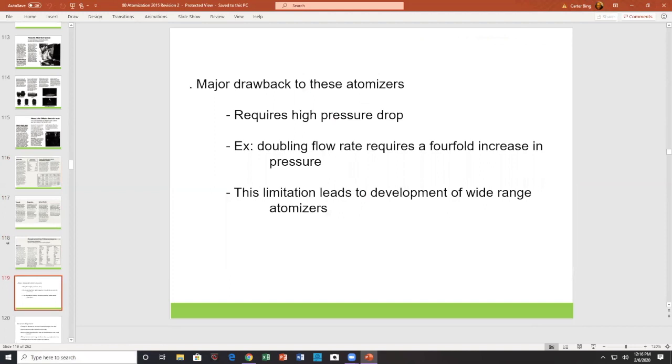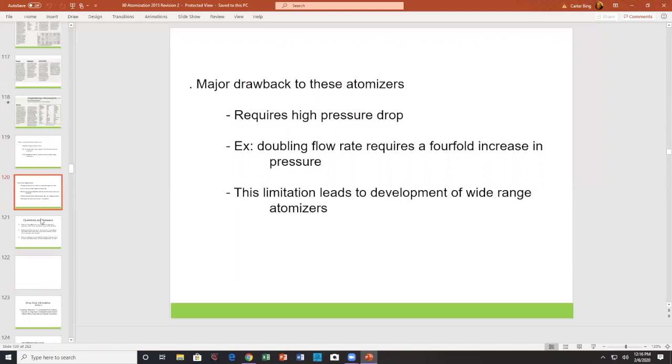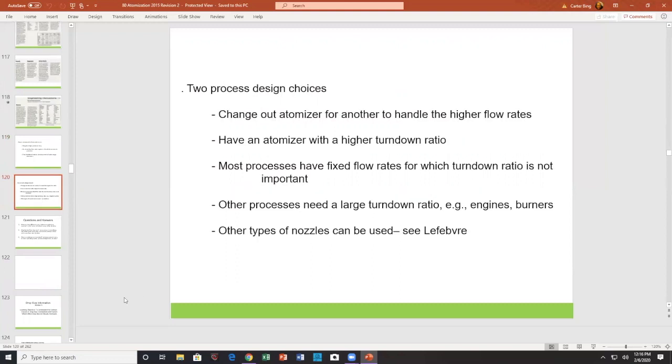Major drawbacks to these atomizers. One, they're high pressure drop. Doubling the flow rate requires a fourfold increase in pressure. This limitation leads to the development of a wide range of atomizers, and changing out atomizers to handle higher flow rates, probably. Have an atomizer with a high turn down ratio, there you go. Right offhand, I don't have a vendor for high turn down ratios, except probably the US government.